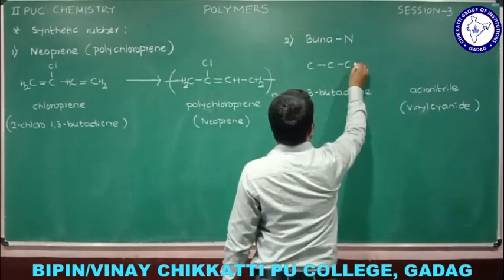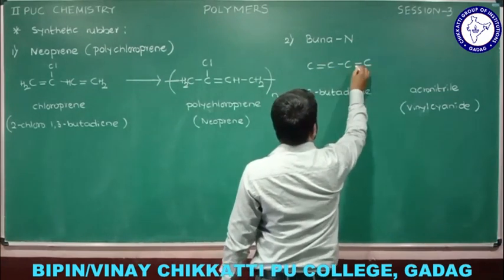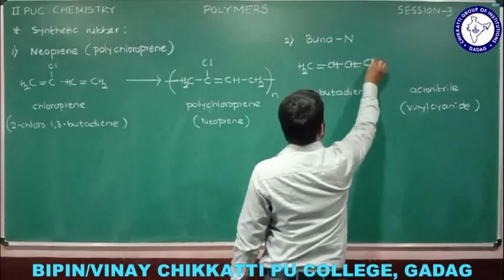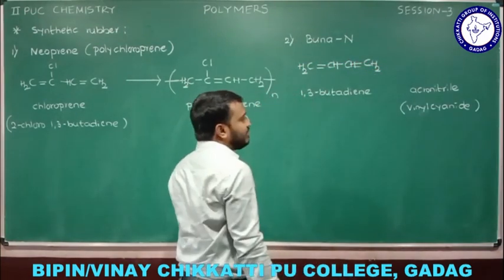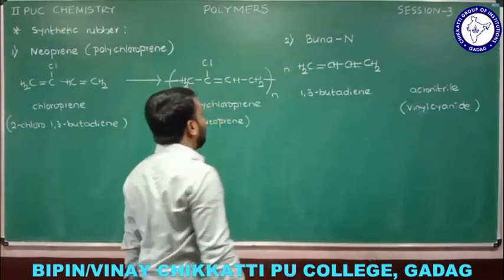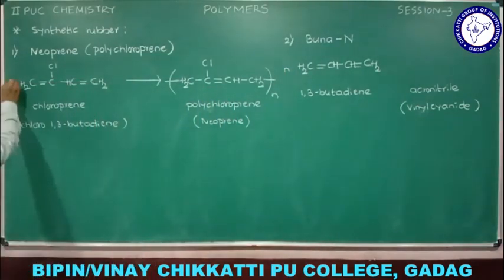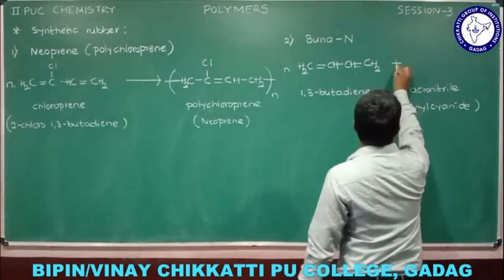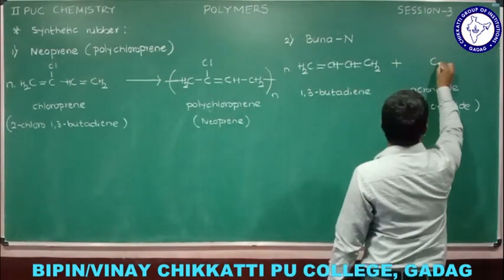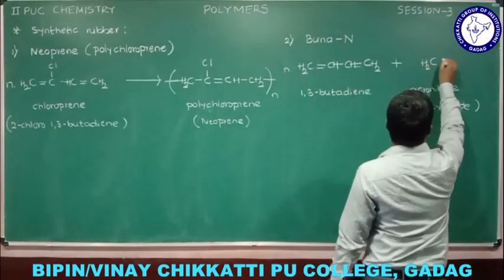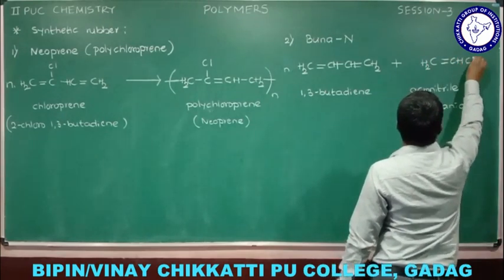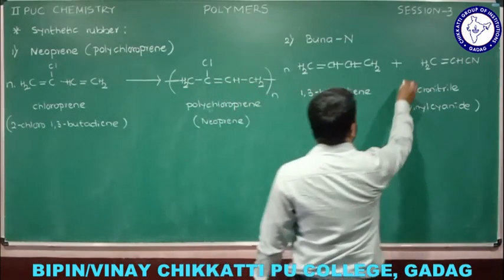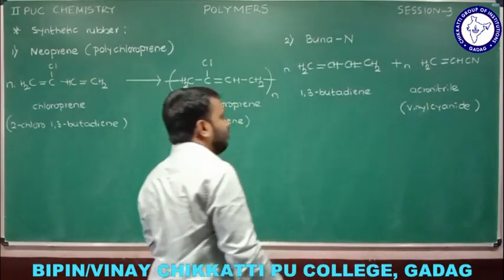1,3-butadiene, 4 carbons we have, carbon number 1 and 2 double bond, here CH2, CH and CH, and I am going to write a CH2. That is the structure of 1,3-butadiene, with n. Of course, I forgot here also, you need to write n. And this will react with one more monomer, acrylonitrile, vinyl cyanide. We have 2 carbons with a double bond, and cyanide, therefore I am going to write CHCN. So that is the other monomer in the case of Buna-N.